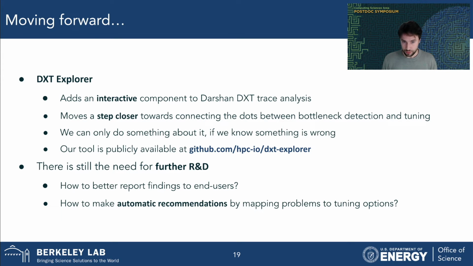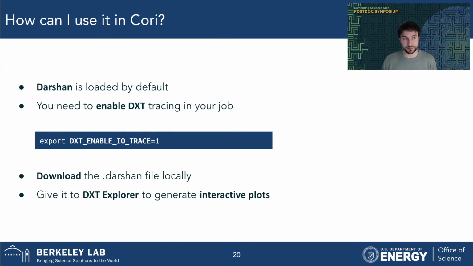So the tool is available for everyone that wants to use it on their own traces. And what we plan to do now is find better ways to report that to end users. So for instance, if we have those small requests being detected by the plots, we can highlight and make some recommendations automatically on how to map the problems that we are showing the user into different tunable options. Like if you have small requests, let's try using collective I/O if you're not using it. So these are the next steps in our research efforts.